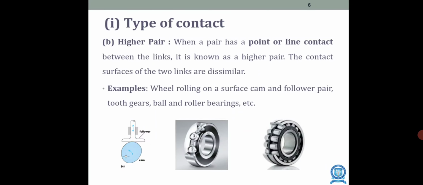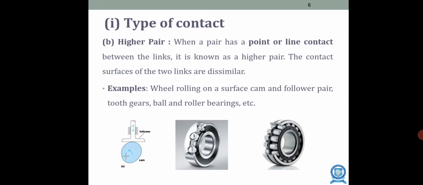Next is the higher pair. What is a higher pair? When a pair has point or line contact between the links, it is called a higher pair. The contact surfaces will be dissimilar. In the earlier case, with a bearing over a shaft, the outer diameter of the shaft is completely in contact with the inner diameter of the bearing. But here, the contact surfaces of the two links are dissimilar.